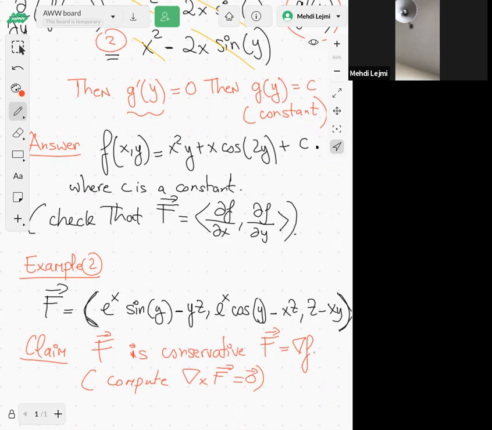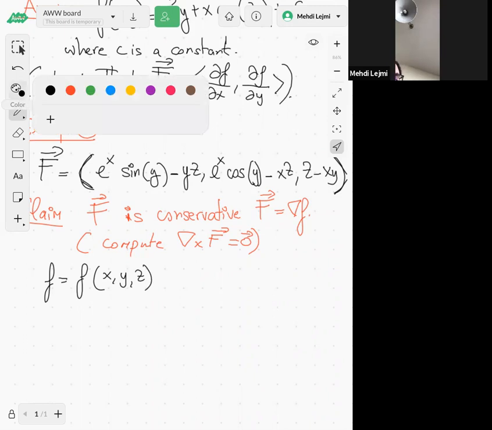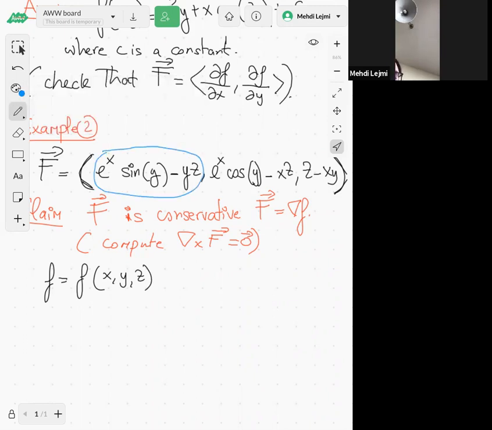So we know that this vector field f is conservative, and we need to find this potential function f. This is a three-dimensional vector field, which means the potential function f is a function of three variables, x, y, z. The first component is supposed to be the derivative of f with respect to x. The second component is the derivative of f with respect to y. And the third component is the derivative of f with respect to z.